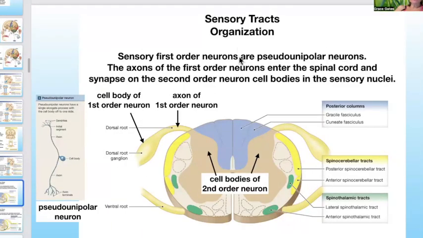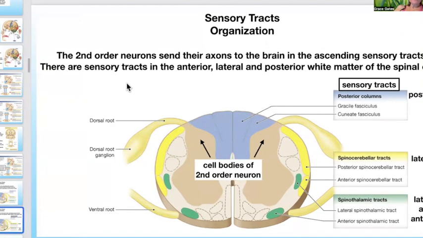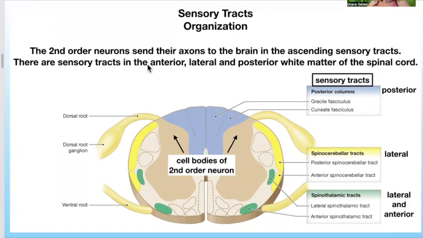Sensory first order neurons are pseudo-unipolar neurons. So remember, we learned that in the last lecture. The axons of the first order neurons enter the spinal cord and synapse on the second order neuron cell bodies in the sensory nuclei. The second order neurons send their axons to the brain in the ascending sensory tracts. There are sensory tracts in the anterior, lateral, and posterior white matter of the spinal cord.